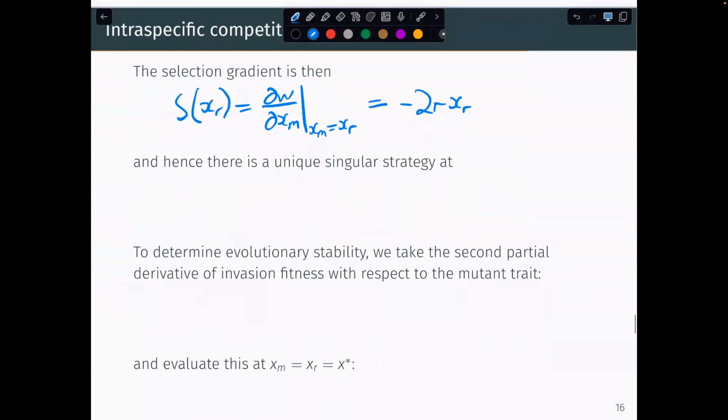Okay, so we found our invasion fitness, we found our selection gradient. The next stage of this recipe is finding singular strategies. Do you remember our singular strategy x star occurs at s of x star equal to 0. So when is this selection gradient equal to 0? What values of x? So in other words, x star must equal 0. This is because we've already assumed right at the beginning that r was positive. So this is only ever a singular strategy when x star is equal to 0.